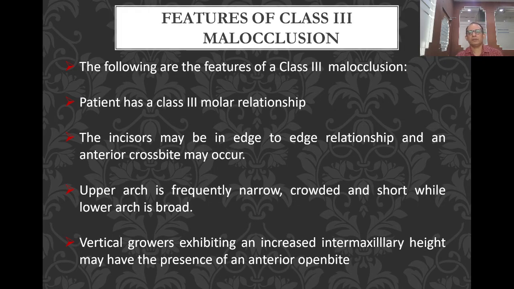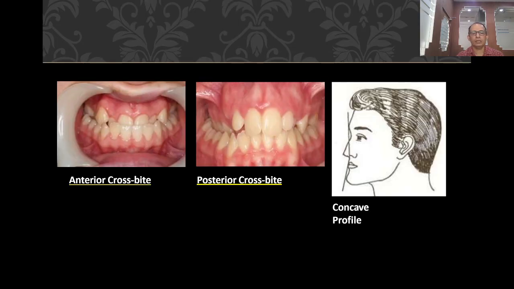What are the features of Class 3 malocclusion? The molars will be in Class 3 relationship, Angle's Class 3 relationship. Incisors may be in an edge-to-edge relationship and an anterior crossbite may occur. Upper arch is frequently narrow, crowded, and short, while lower arch is broad. Vertical growers exhibiting an increase in the maxillary height may have the presence of an anterior open bite. You can see in the figure, and externally the patient will have a concave profile.